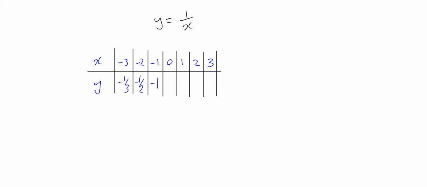If x is 0, we have 1 over 0. Well, 1 over 0 is not defined. We can't divide by 0. So we have nothing there. We have no defined value for y. Y doesn't exist when x is 0. X is 1, 1 over 1, 1. X is 2, 1 over 2 is a half. And x is 3, 1 over 3 is a third.